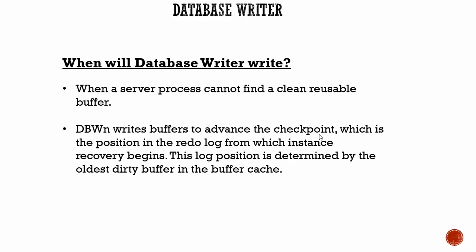The database writer will write in two cases. One is whenever a server process cannot find a clean reusable buffer. That is the first one. And the second one is whenever the Oracle database wants to advance a checkpoint. We know a checkpoint is a position in the redo log from which the instance can recover. Normally this log position is determined by the oldest dirty buffer in the buffer cache. So remember these two points. Whenever the server process cannot find a clean reusable buffer and whenever the Oracle database wants to advance the checkpoint, the database writer will write the dirty buffers and the cold buffers into the data files.